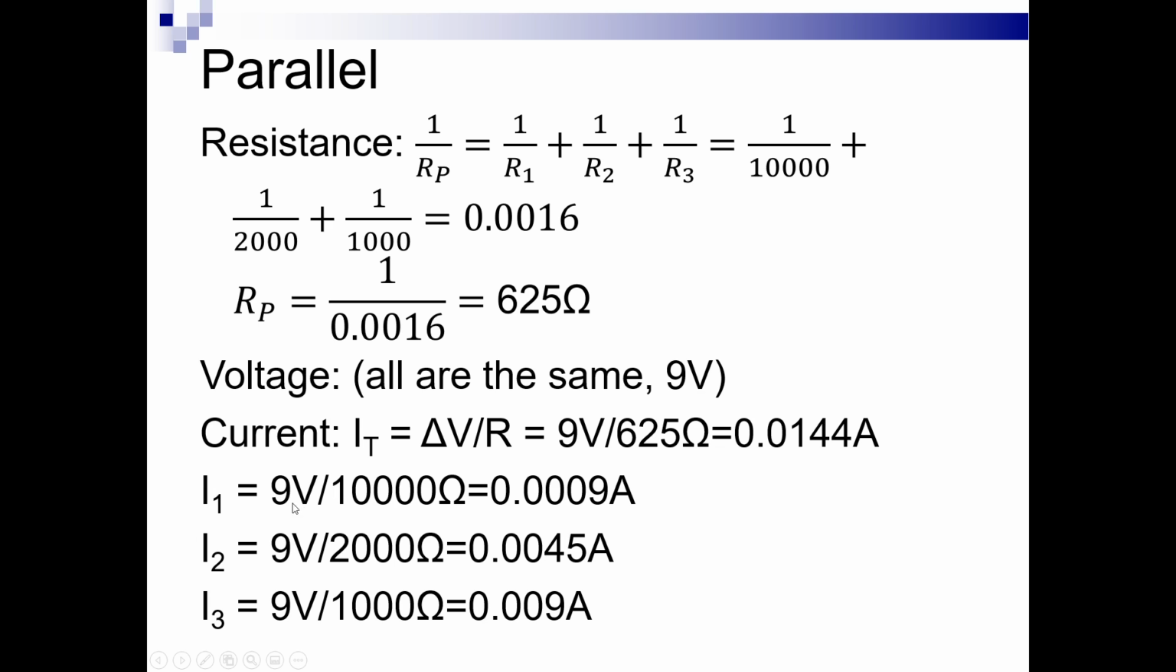So through the first resistor, it's 10,000 ohms, so you see that it gets 0.0009 amps. Second one gets 0.0045 amps. And then the third, the 1,000 ohm resistor, gets 0.009 amps. And then if you add up those three currents, strangely enough, they equal the total. So the current all goes through the battery and then splits up through the individual resistors because they each have the same voltage. And that's where all of this comes from.